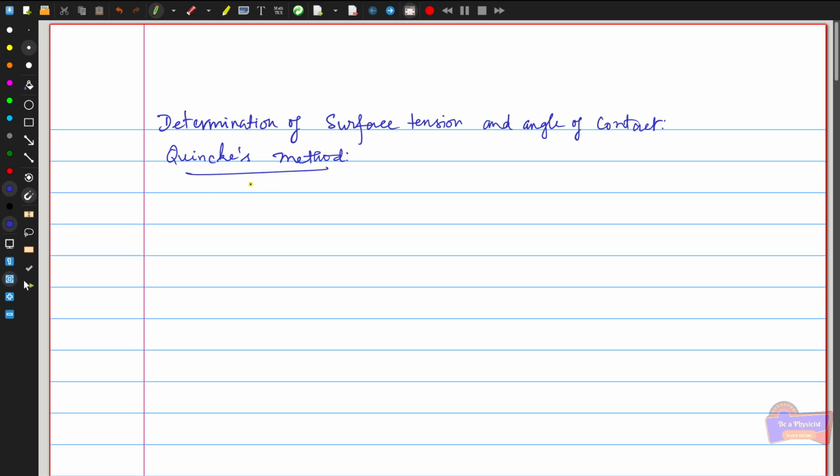For example, if you consider mercury and glass, the mercury will not wet the glass surface. For this kind of liquid, Quincke's method is applicable to find out the surface tension as well as the angle of contact. So we are going to consider mercury, for which this method is frequently used.